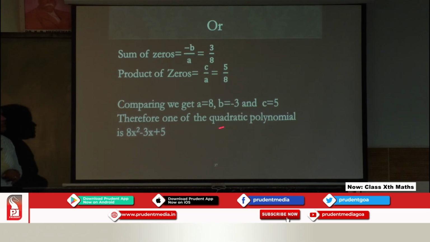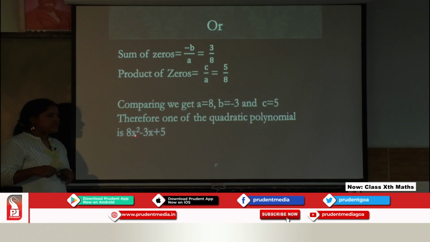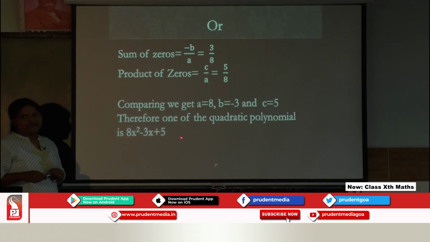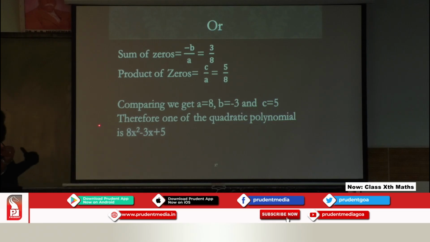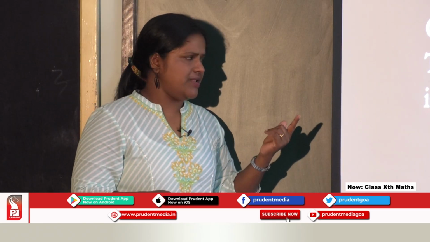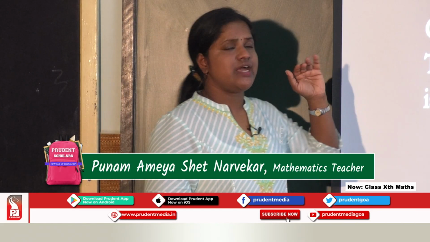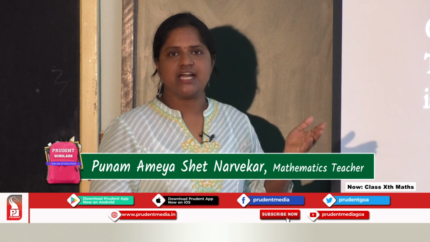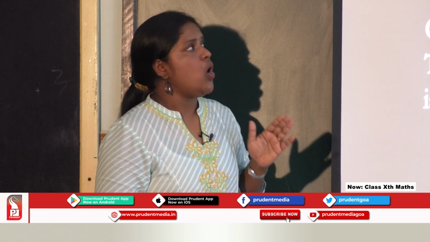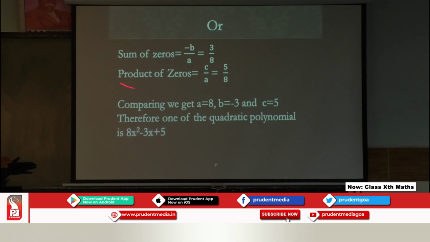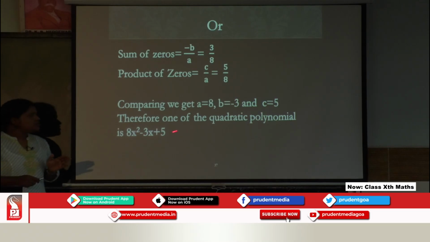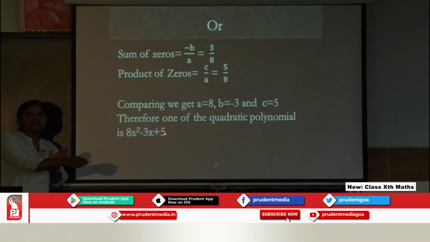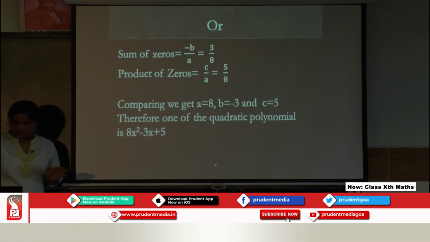Therefore, one of the quadratic polynomials is 8x square minus 3x plus 5. So both answers are the same, the previous one and this one. So whichever method you apply, the answer will be the same. Either you can go by the formula, that is x square minus alpha plus beta x plus alpha into beta, or you can use the comparison method. But see, again I am telling, don't write this quadratic polynomial equal to 0.